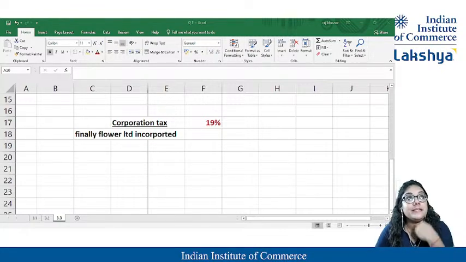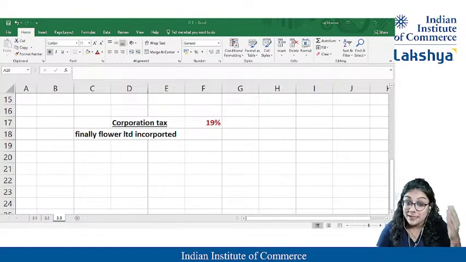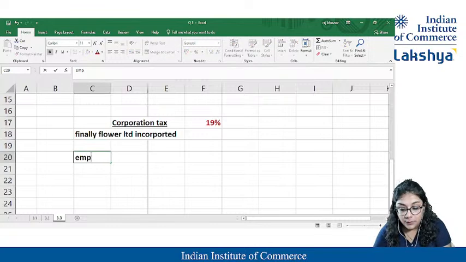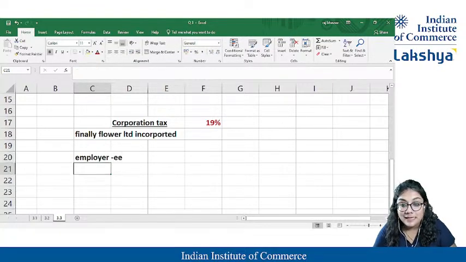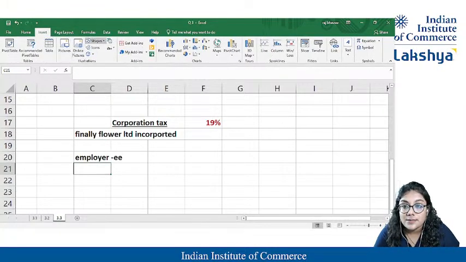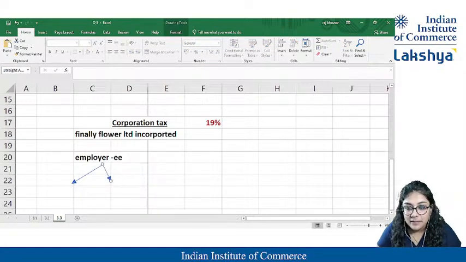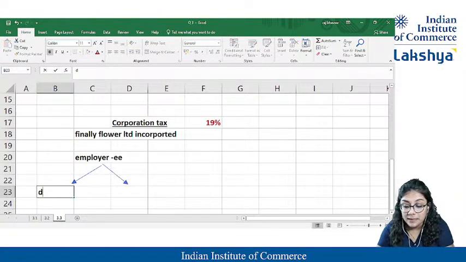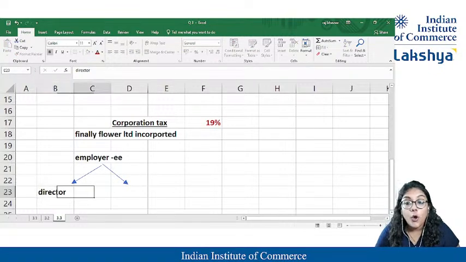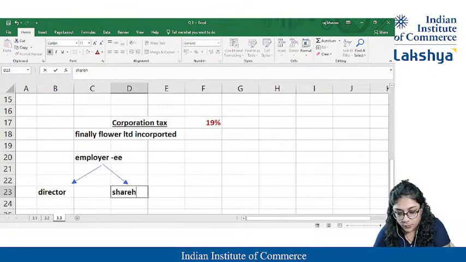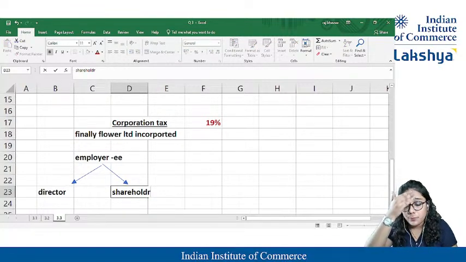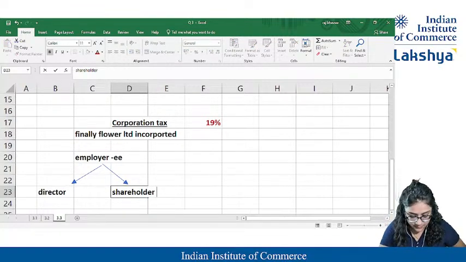If I want to enter into an employee-employer relationship in that company, I should be a director. So if I want to enter into an employer-employee relationship, I can be either of two things, both ways. You can be a director, or you can be a shareholder of that company. So by being either, I will be connected with the company.